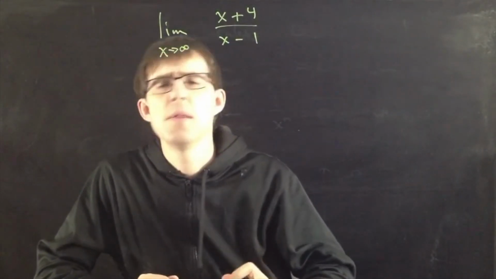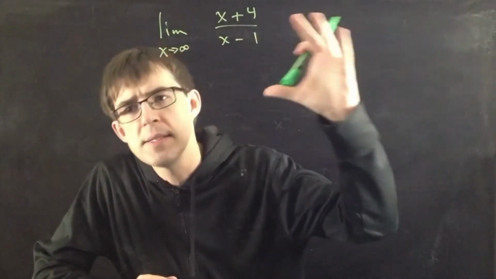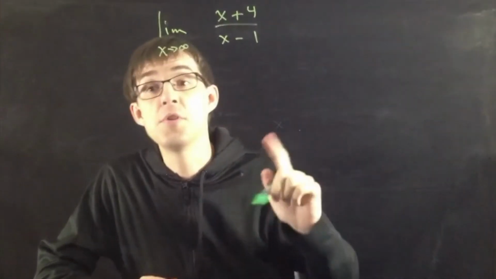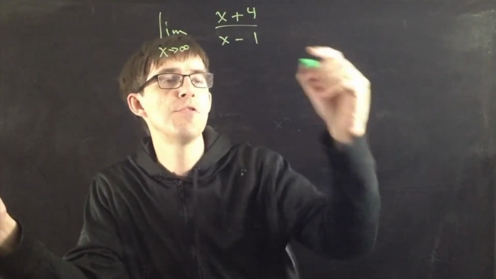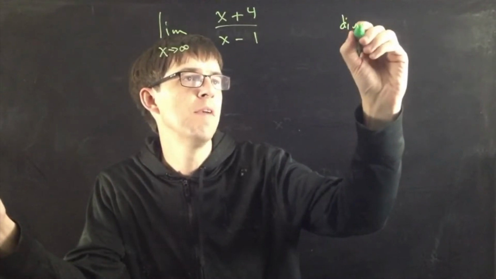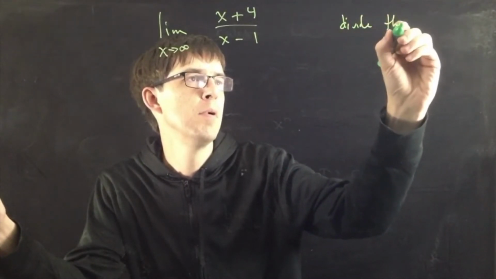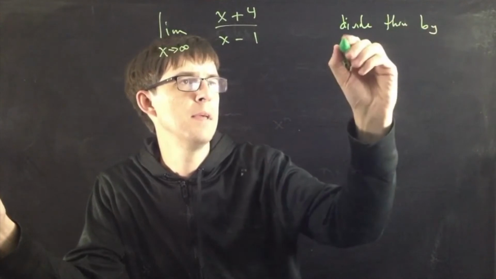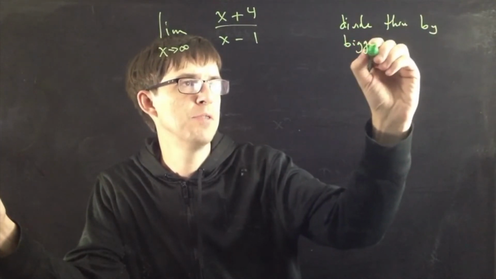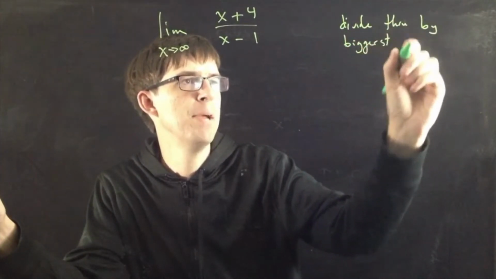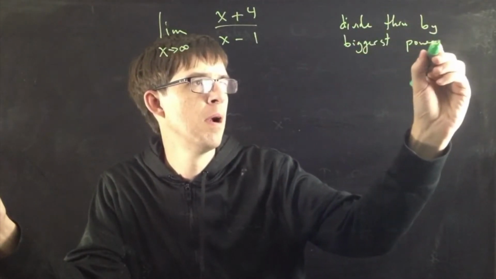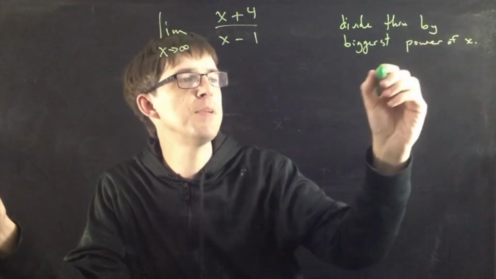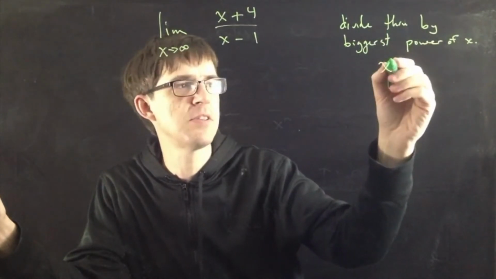What's weird about this is you have x's in the numerator and also in the denominator. The trick is to send every x into a denominator of some sort. So the trick here is going to be to divide through by the biggest power of x that you see anywhere. And in this particular example, that is just x to the 1.